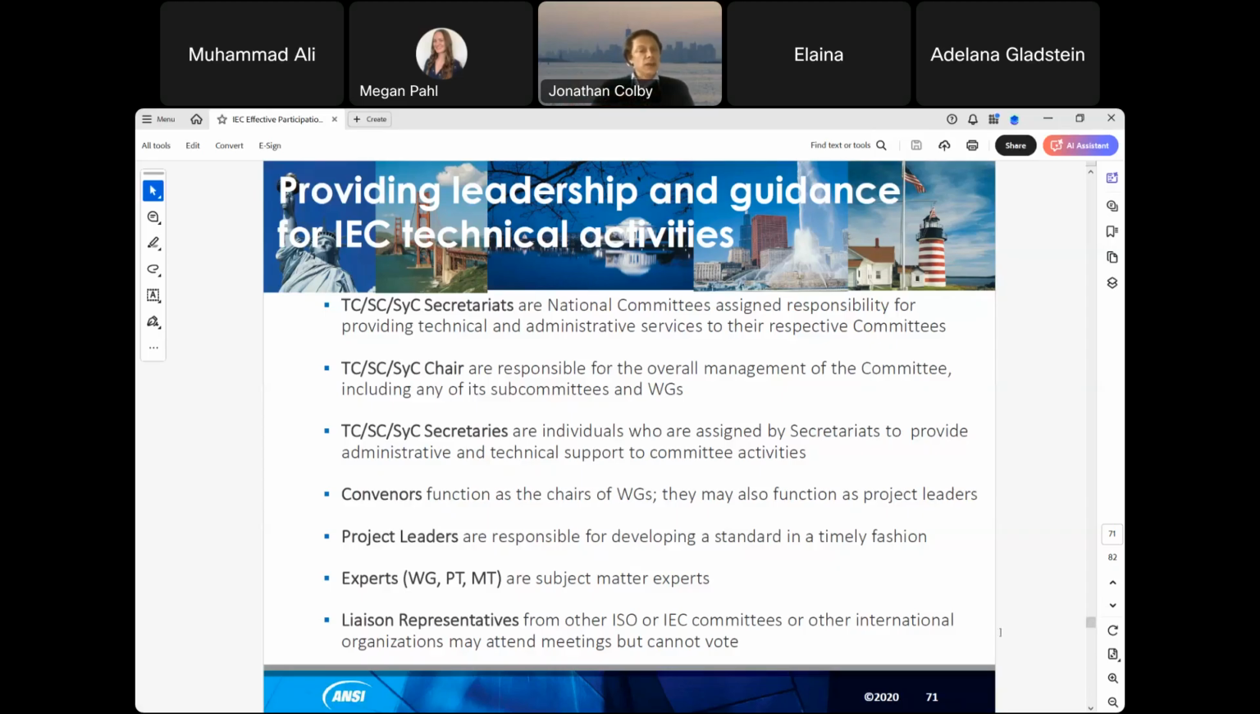Now at the working group level, we have the conveners who serve as the chair of the working groups. We have the project leaders who manage individual project teams. Then you have the subject matter experts that are appointed to the individual working groups, project teams, maintenance teams, etc. And then most committees have liaison representatives that can be from either internal IEC, they could be from ISO, or from other international organizations that are relevant technically to the work of your committee. Next slide, please.